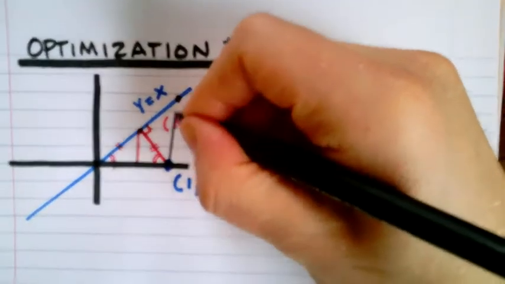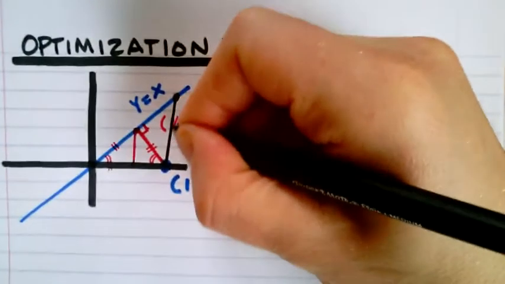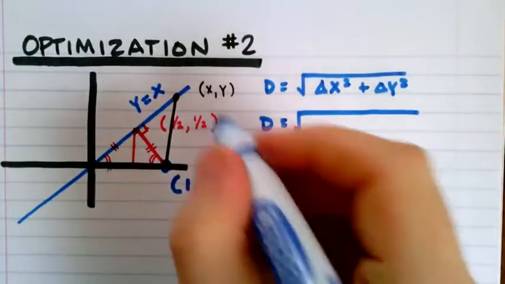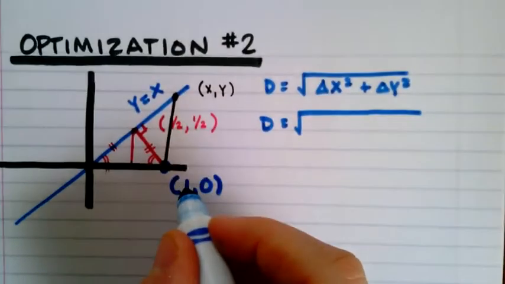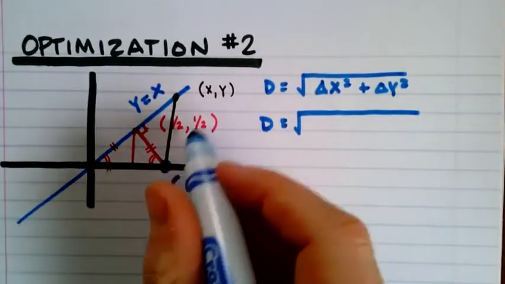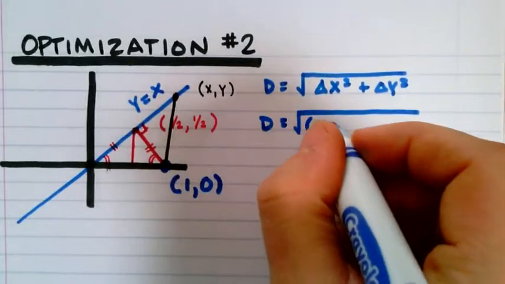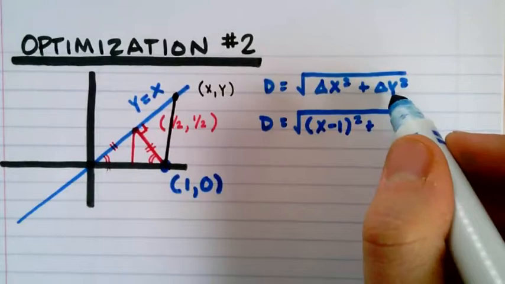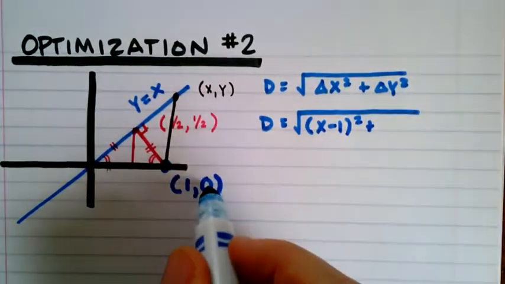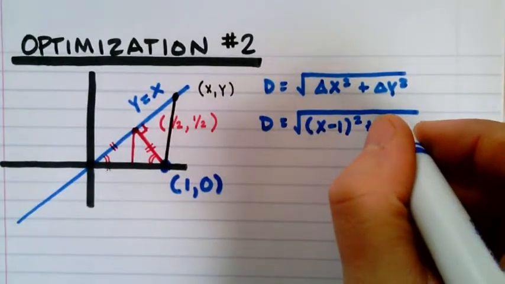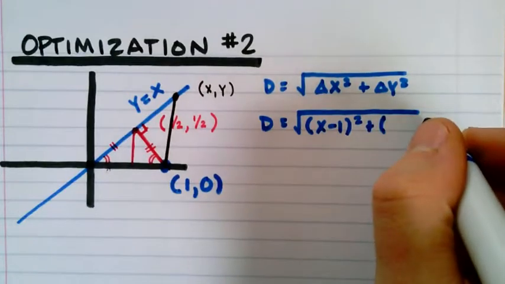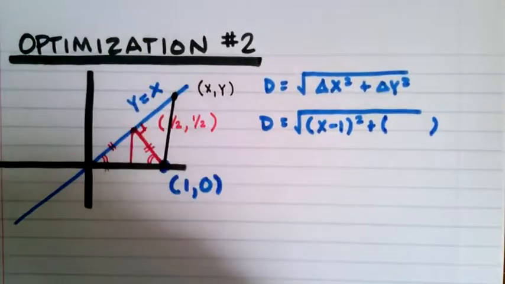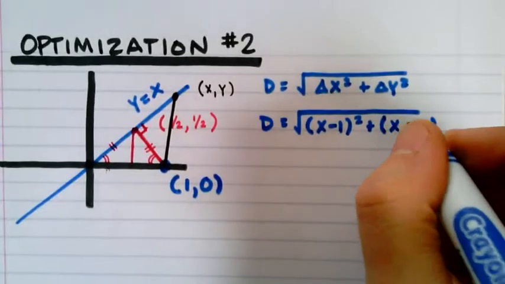And I'm charting the distance from here to here. And the distance for x would be the difference between x and 1. Right? It's like, how far apart are those? So this would be x minus 1, the quantity squared. And then the distance from y would be y minus 0. So that would be y minus 0 squared. But isn't y just the same as x, because this is y equals x? So I'm going to go x minus 0 squared.